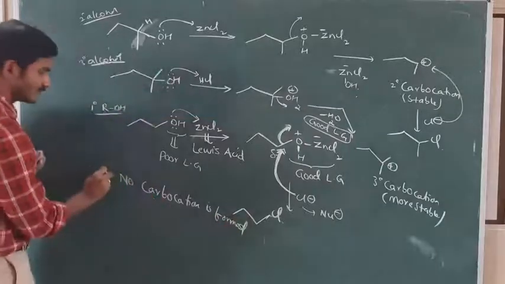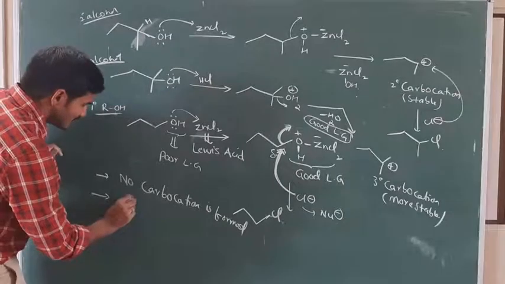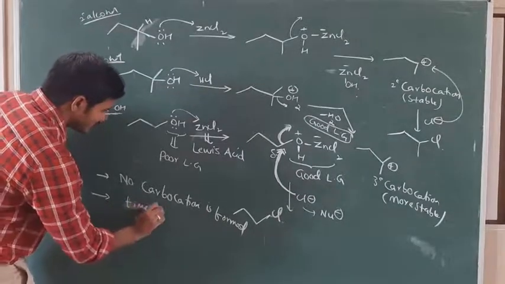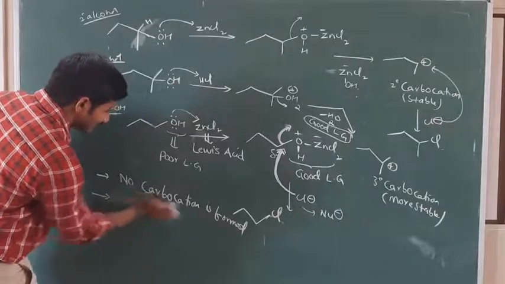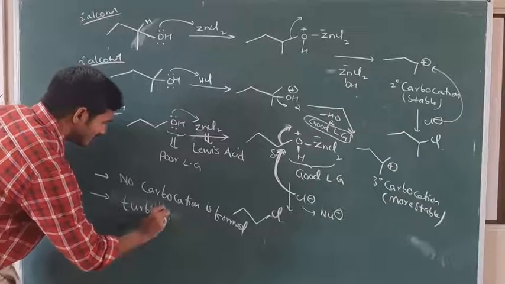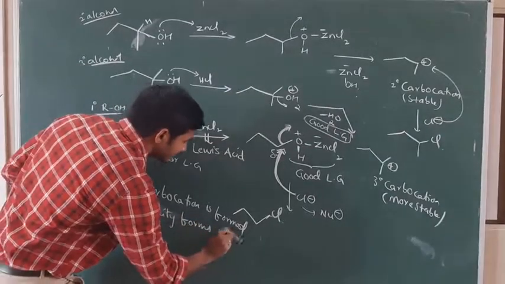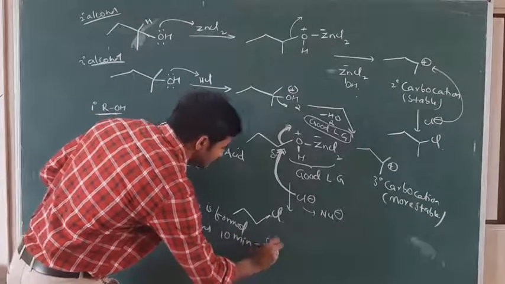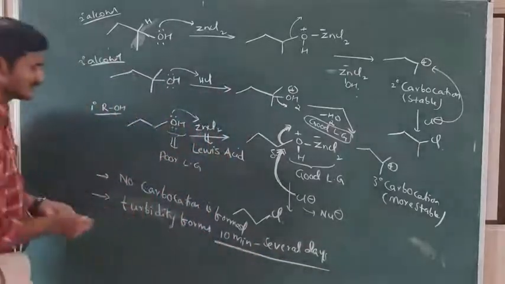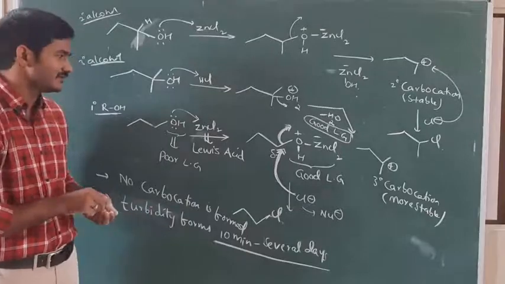No carbocation is formed. And the time taken for this reaction is 10 minutes, the time taken to react or for turbidity to form. I write here, with Lucas reagent they can form turbidity. Turbidity forms in 10 minutes to several days. It takes much time to form the turbidity. Turbidity means product formation; we see the product formation as turbidity.